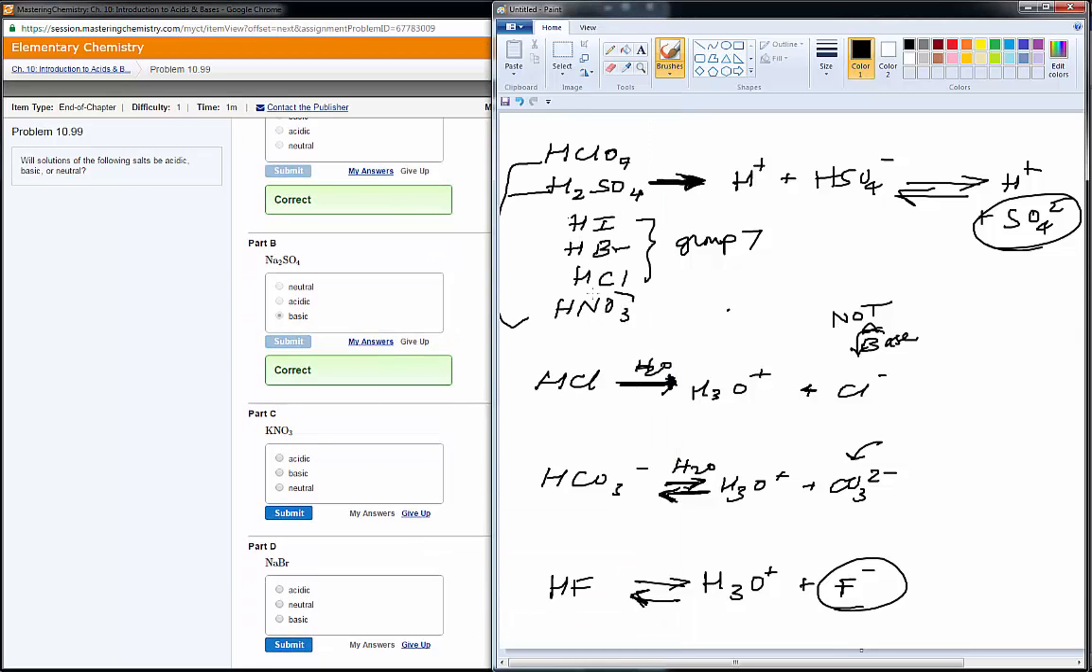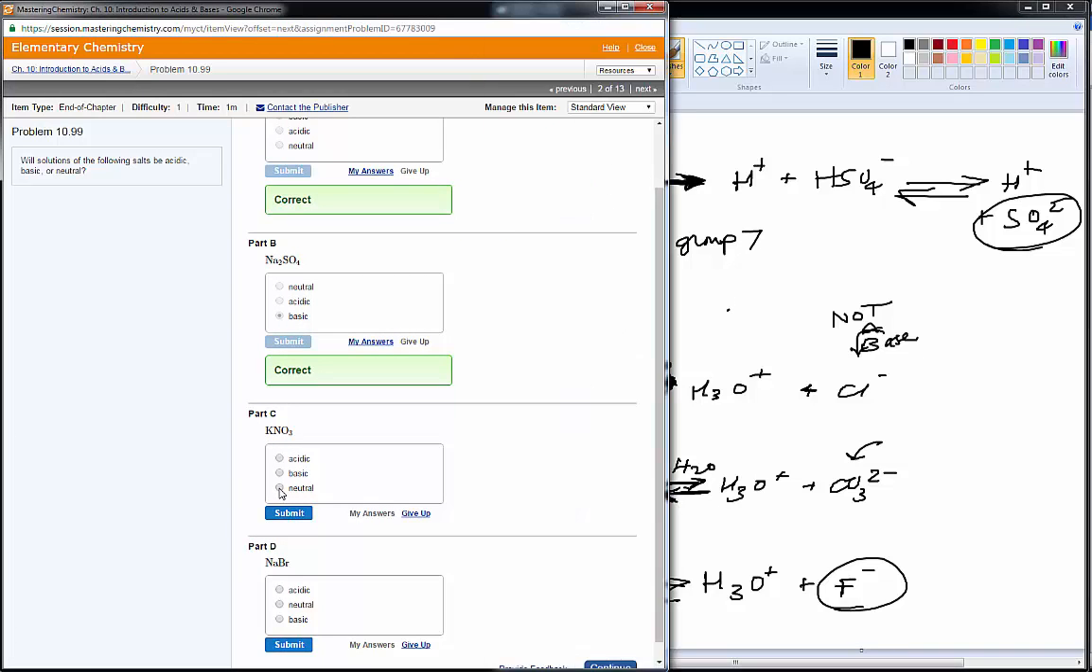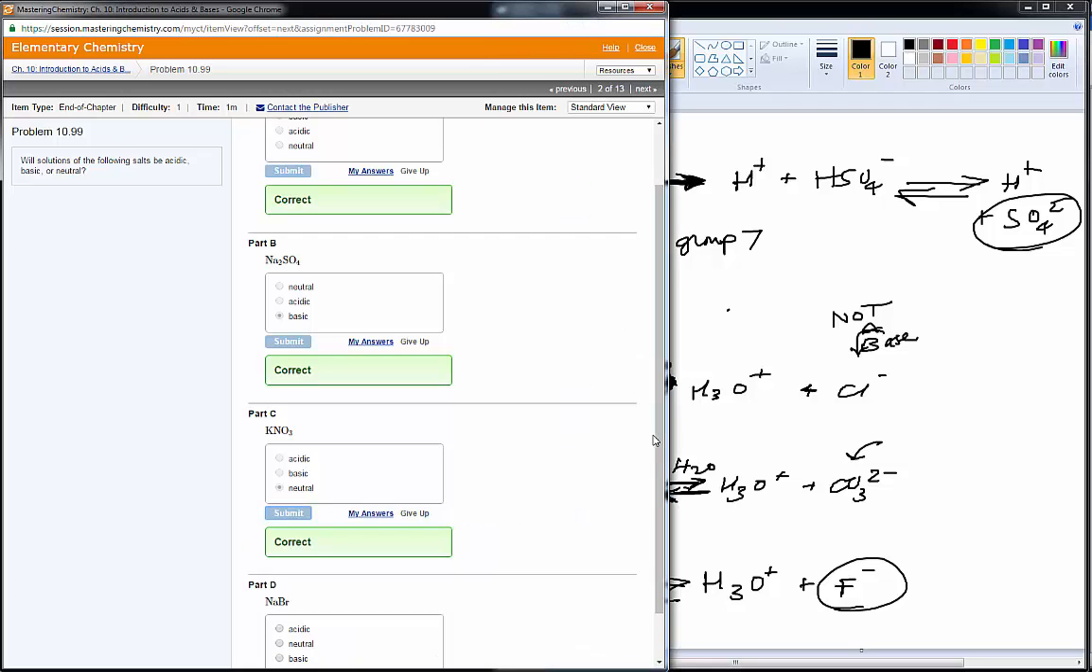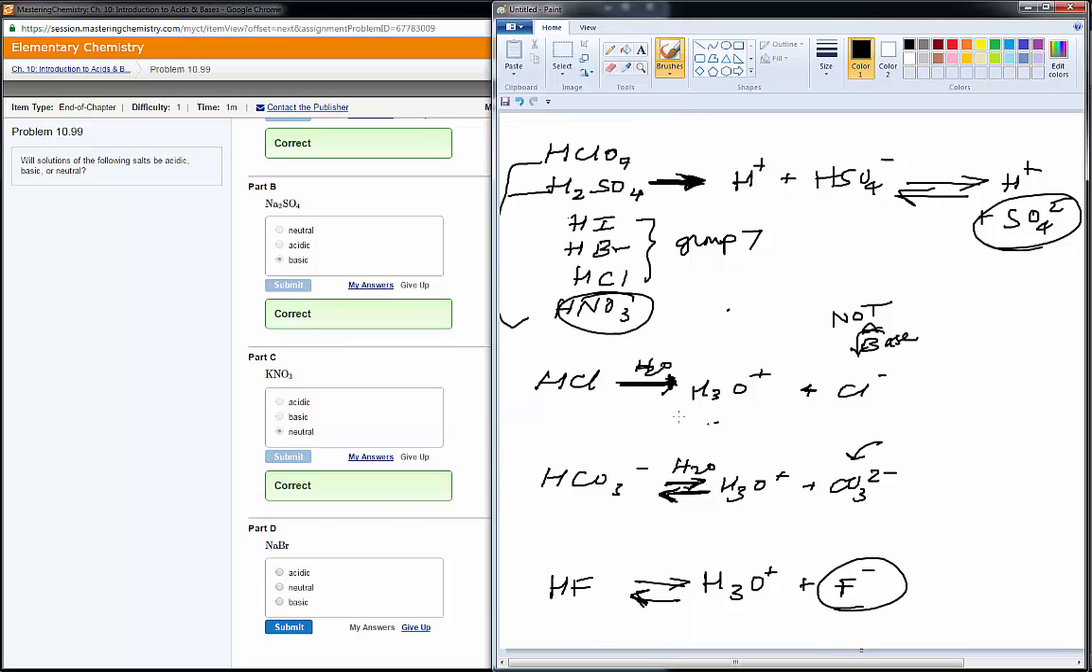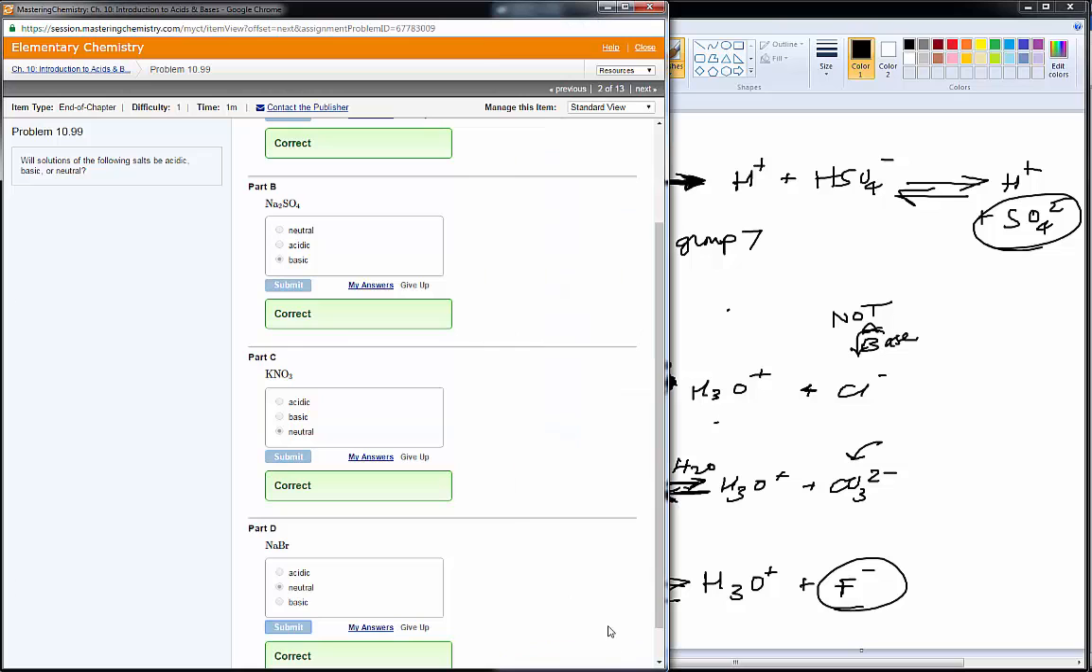KNO3 has nitrate. Nitrate is one of these ones that is so happy that it's not going to be basic at all. It's totally neutral. And same thing with the sodium bromide, because the bromide is so happy. It's just neutral.